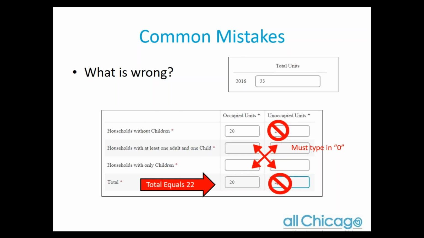So again, make sure that your total occupied matches your total number of units, and you're not indicating any number of unoccupied units. For the blank spaces, make sure you're typing in a 0, even if it's not applicable. If you didn't have any families or any unaccompanied children, make sure you type in that 0. If not, you will receive an error message that will not allow you to move to the next section.